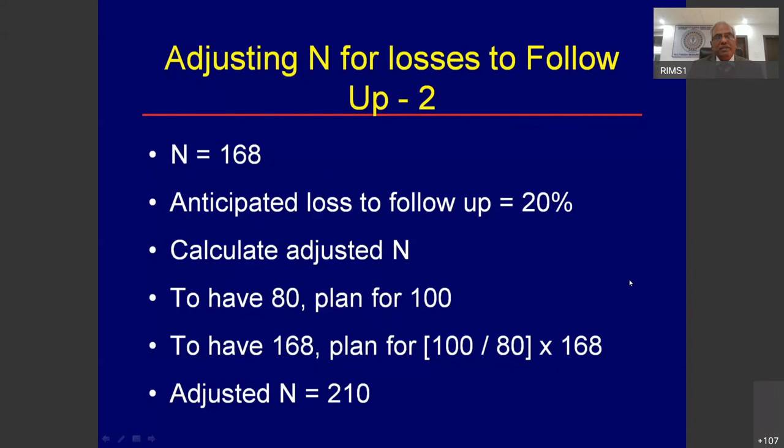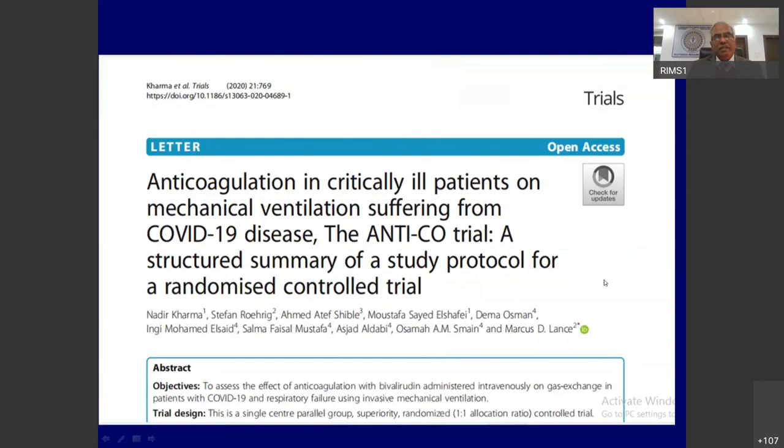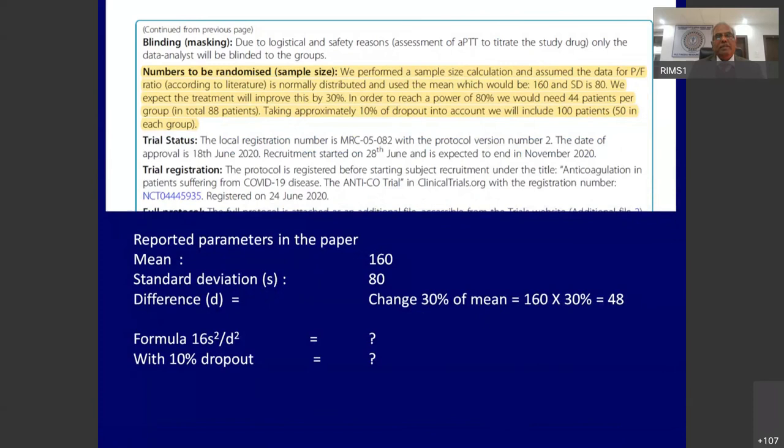That's very good. So let's take one example. This is a trial published in the journal Trials, anticoagulation for critically ill patients on mechanical ventilation suffering from COVID-19, called the anti-co trial. And what they have done is, we performed the sample size calculation and assumed the data for P by F ratio according to literature. So you see, some study is usually the basis. Normally distributed, use the mean, which would be 160, and a standard deviation 80. So standard deviation is something we need, which is 80. Then we say that we expect the treatment will improve this by 30%. So 30% of what? 30% of 160. If you look at the slide lower part, mean is 160, standard deviation is 80. Difference they expect, which is 30% of the mean, which is 160 into 30%, that gives how much?